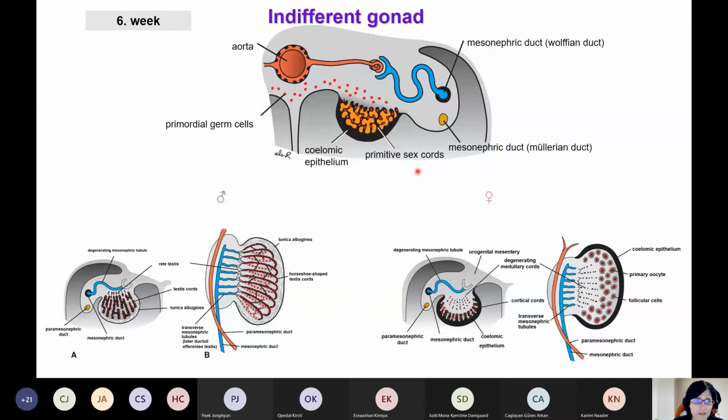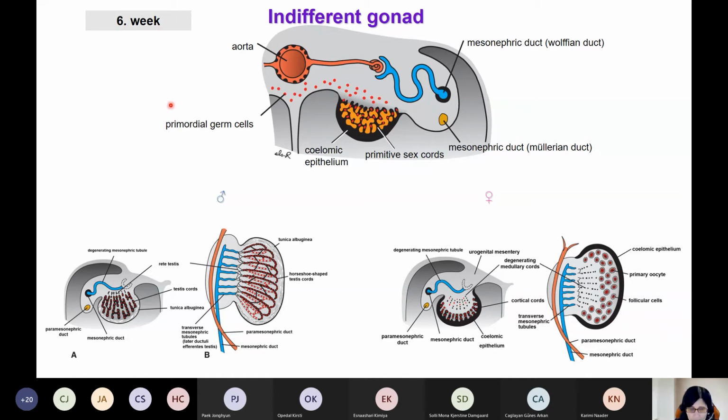And until leaving the 6th week, so until the 7th week, no characteristics for the genders could be observed. Hence, we call this stage the indifferent gonad. In this case, we do not have any difference between male and female gonad yet. So this is the indifferent gonad in the 6th week.